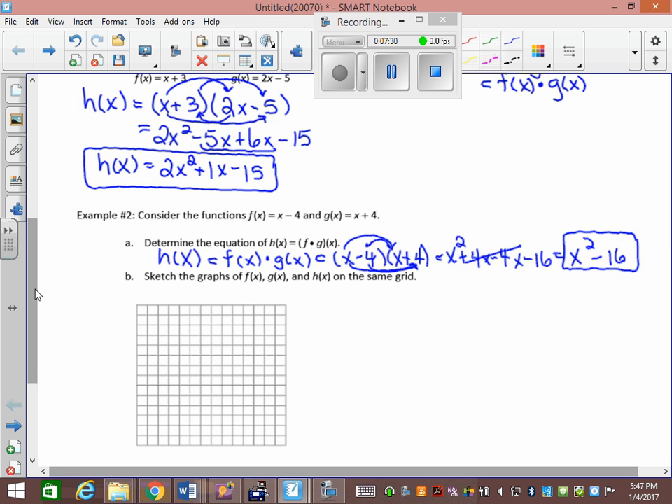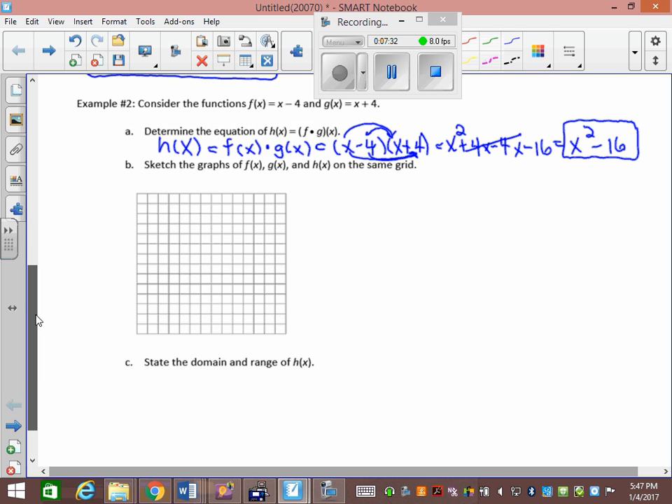Sketch the graphs of f of x, g of x, and h of x on the same grid. So I know that the vertex of h of x is going to be at 0 and negative 16, just based from grade 11, and from what we've done this year. Because this is just x plus 0 squared minus 16, so I know my vertex is going to be at 0 and negative 16.